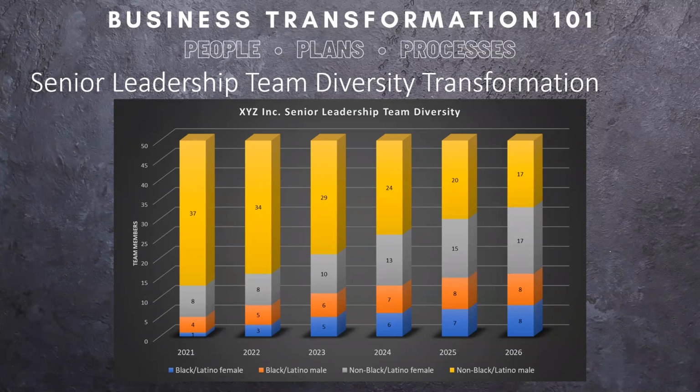XYZ's breakthrough objective is to move from the current state to the target future state. This requires transforming at least 20 of the 50, or 40%, of the senior leadership positions. Given the typical tenure of individuals in these positions, achieving this change in 5 years would be a stretch goal, requiring approximately 4 positions to be transitioned on average each year. This chart shows how the diversity would shift over the 5-year period.